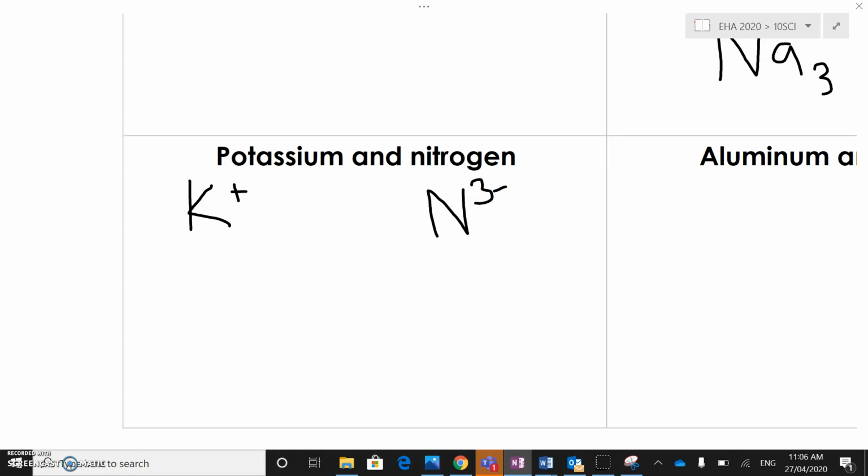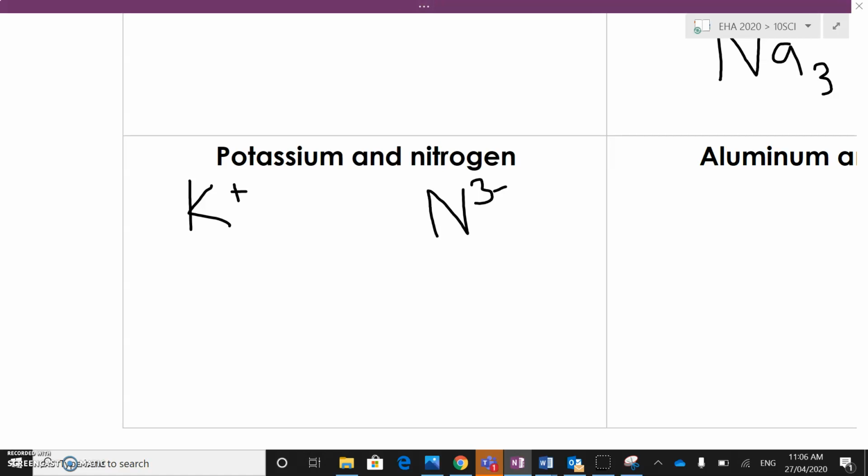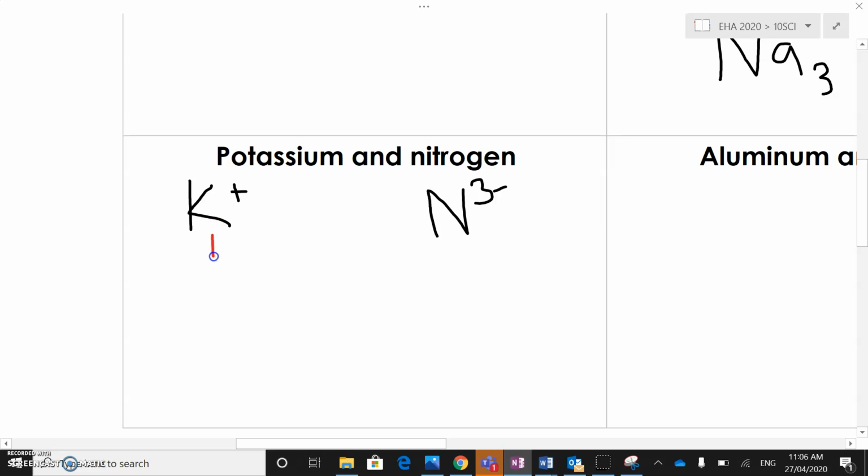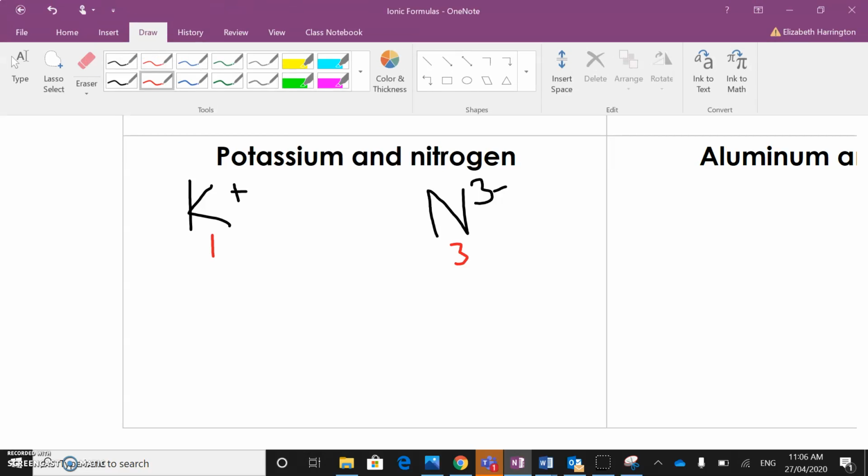Now I want to introduce you to another method that we can use called the crisscross, sometimes it's called. I think the stop, swap and drop is a fun name, so that's what I'm rolling with. Basically, you take the charge of your ion and just write it underneath, which I'm going to do in red. Charge of 1 there. Here we've got a charge of 3-. I'm just going to write that 3.